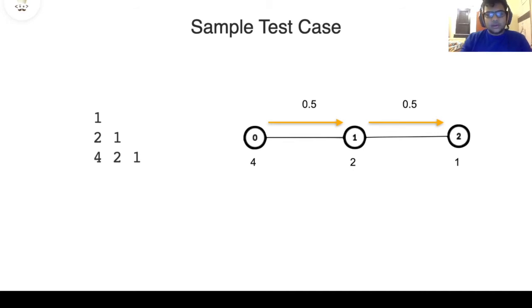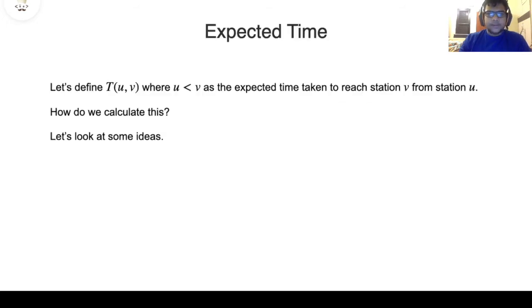So we can see the probability of success from transferring from 0 to 1 is equal to f of 1 by f of 0, which is 2 by 4, 0.5. Similarly, from 1 to 2 is equal to f of 2 upon f of 1, which is 1 by 2, 0.5. Now we'll solve the sample test case later. I mean, we'll implicitly solve it while we're learning how to do it, because there are a few things that are not so obvious. Now, the first thing we need to understand is expected time.